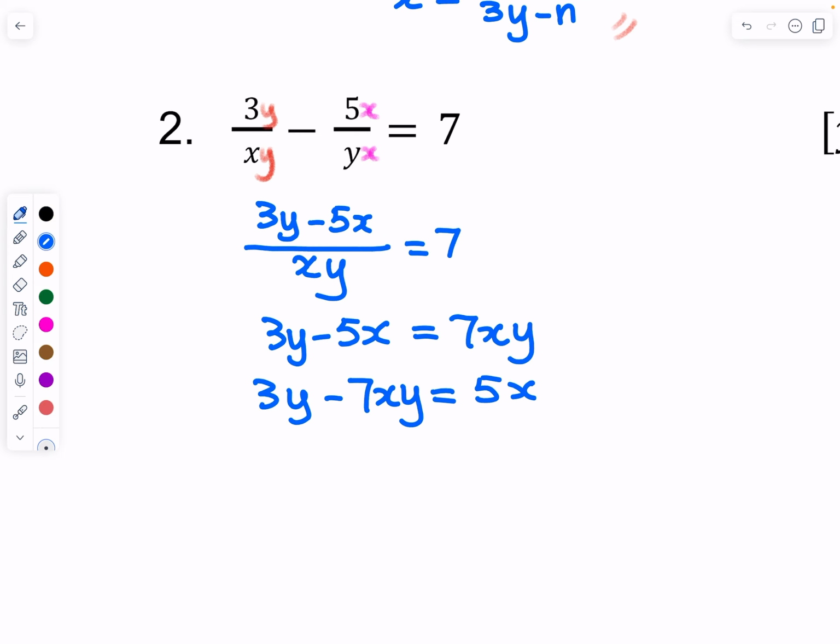And then anything common between these two? Yes, they both have the y. So if something is common, take it out. What is left? 3 minus 7x.